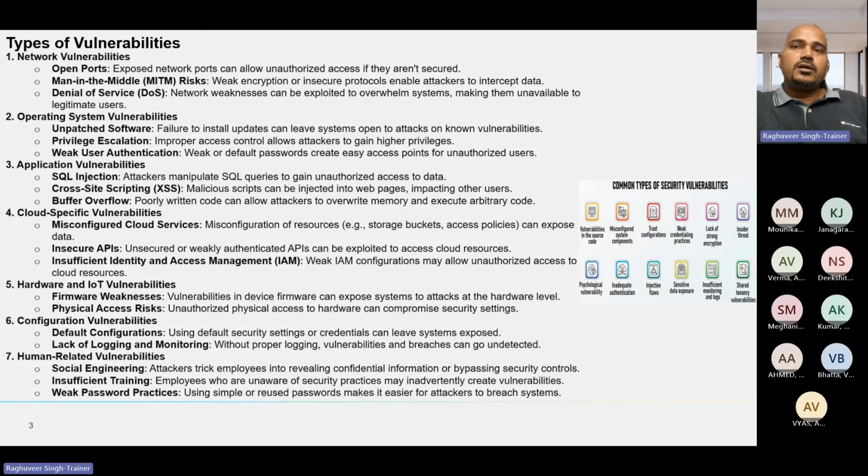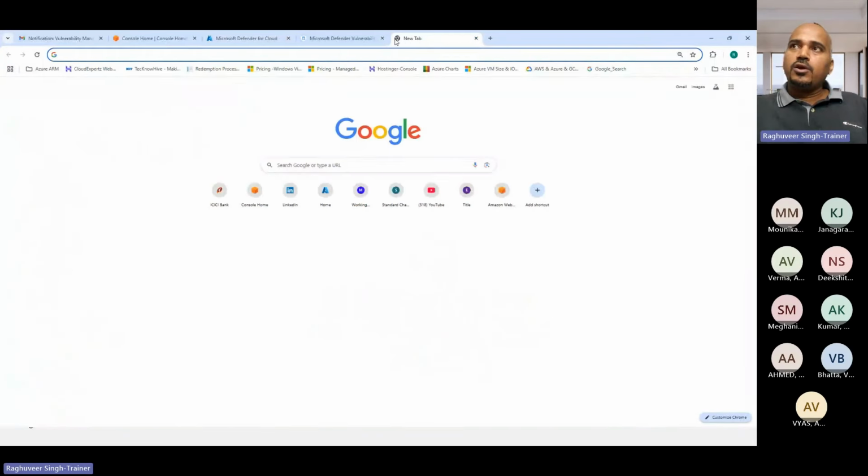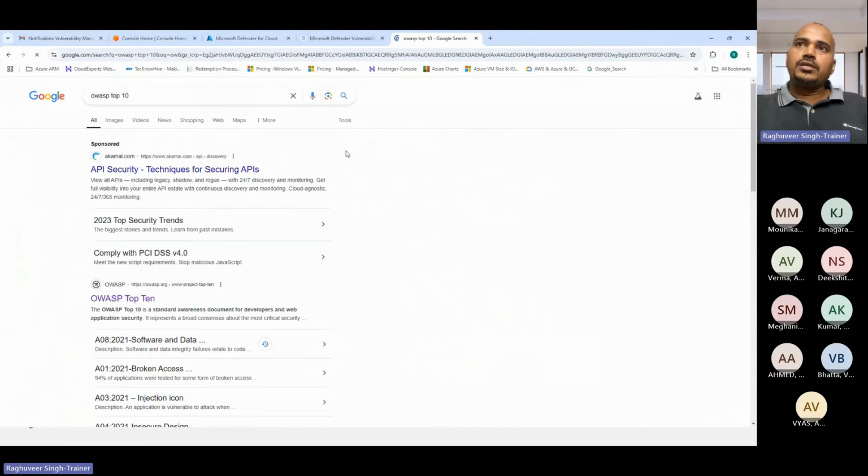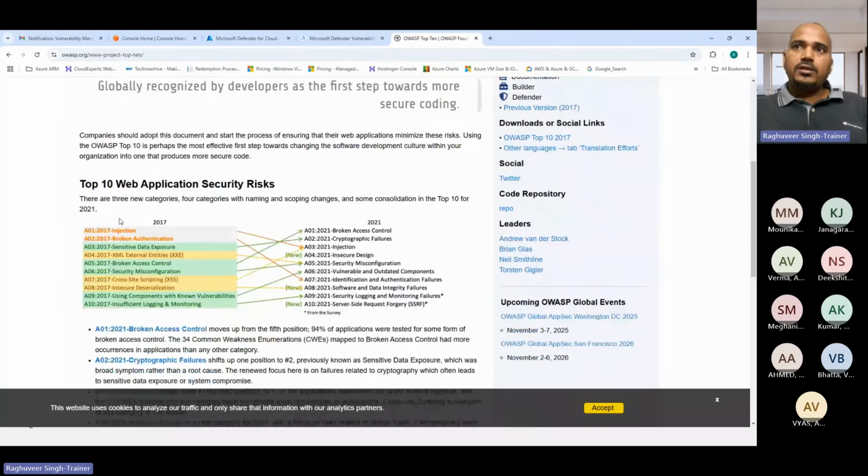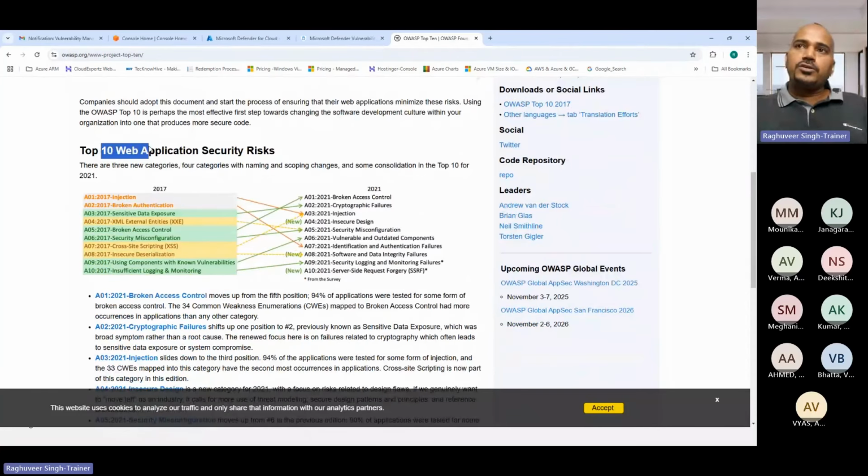Application vulnerabilities. We have the top 10 application security vulnerabilities from OWASP, the top 20 from SANS, and then there is another top 25 list of application security vulnerabilities. It's an open source project. If you've not heard about it, in fact, all vulnerability management solutions basically show vulnerabilities based on OWASP and SANS top 25. These are the top 10 web application security risks or vulnerabilities present in web applications.